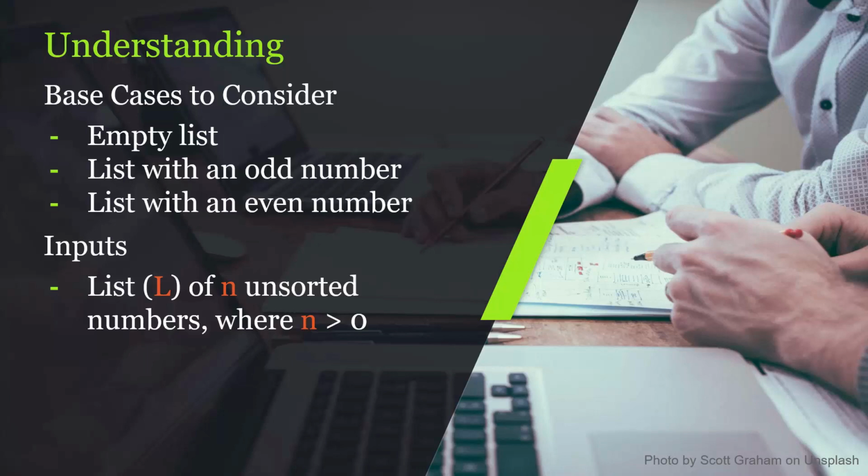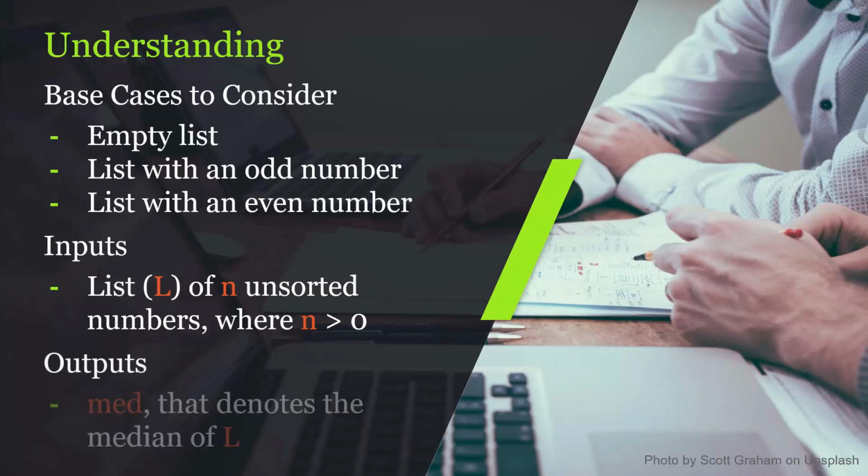Now that might be a limiting assumption where we do need to handle the empty list, and so then we would have to change our inputs. But for now, let's assume we don't have to worry about the empty list and we'll move forward. So now what are our outputs? Well, our output is MED, a variable that denotes the median of L, which is what we would expect from all the understanding that we've already been through in terms of our scratch work.